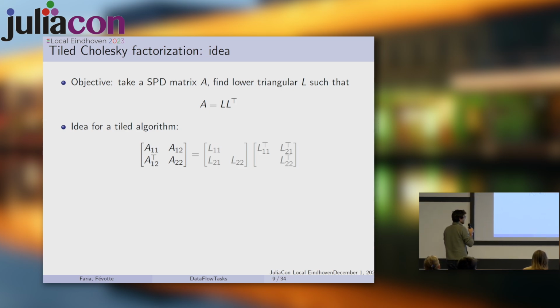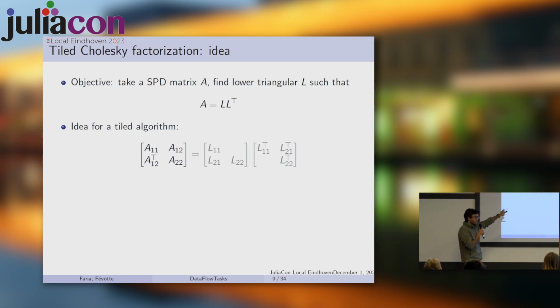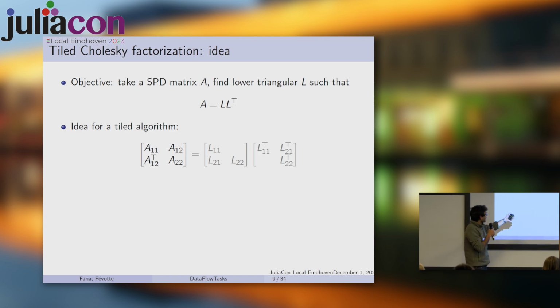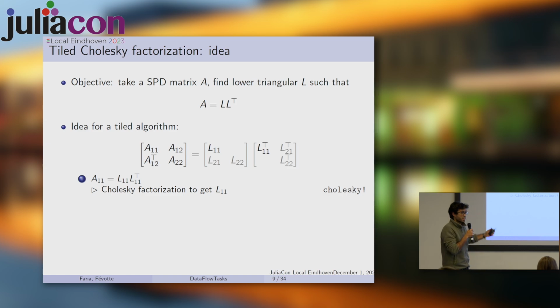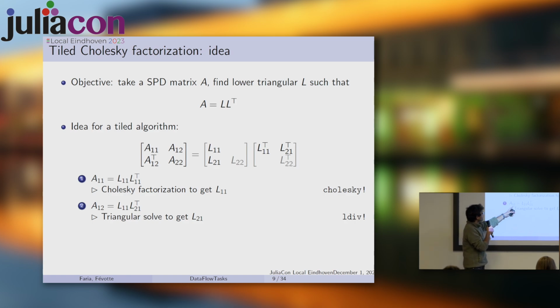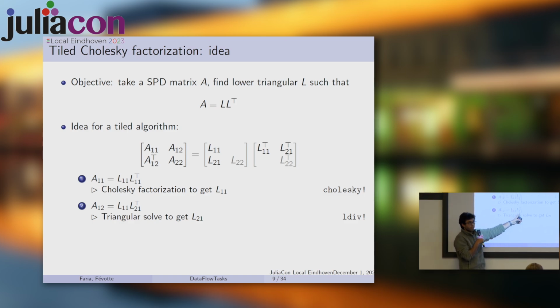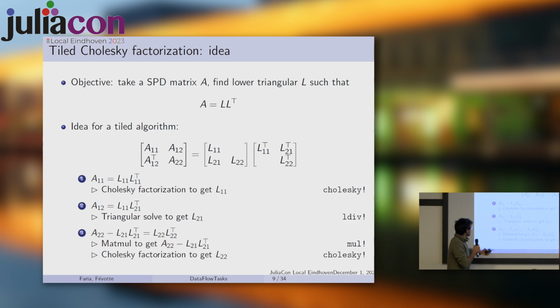To get the idea of the tiled algorithm, I think it's good to just look at the 2x2 case. It's very simple. If you have a 2x2 block matrix, you just write down what each equation does. The first one just says that A11 is L11 times L11 transpose. So this is exactly a Cholesky call. Then you write the equation for A12. After you solve this, you have computed L11, so you can just do a triangular solve here to find L21. And you can do all of that in place, of course.